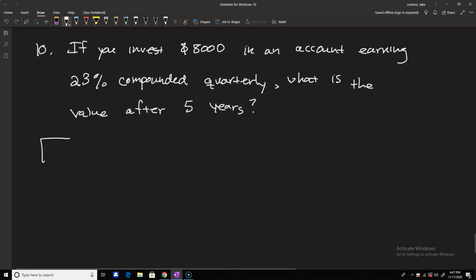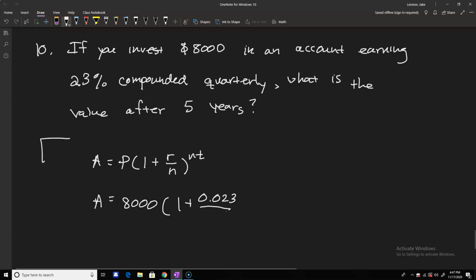So let's remember our formula that we're going to use here. Our future value is equal to the present value times the quantity 1 plus the rate as a decimal over n to the nt. So we are investing $8,000. That is replacing P. And then R is 2.3%. We need to change that to a decimal, so that's 0.023. We're being compounded quarterly, which is 4 times per year. So, and that is being invested for 5 years. So this is what we need to plug into our calculator, and that'll just give us the answer directly.